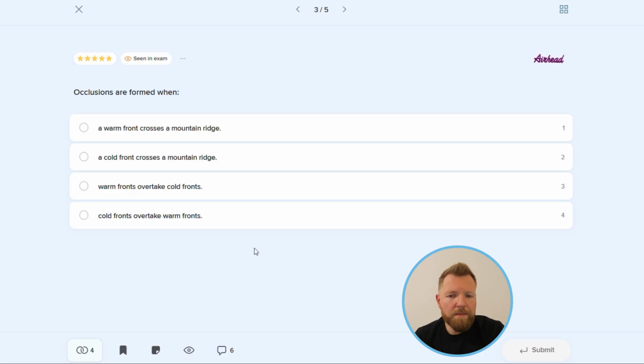So, occlusions are formed when the cold front catches the warm front. It happens because the cold front travels faster and eventually undercuts the warm front.